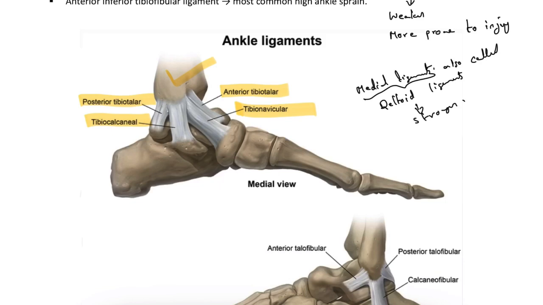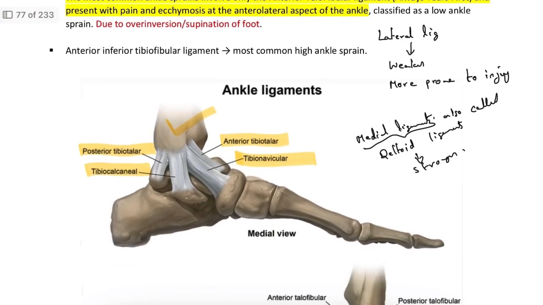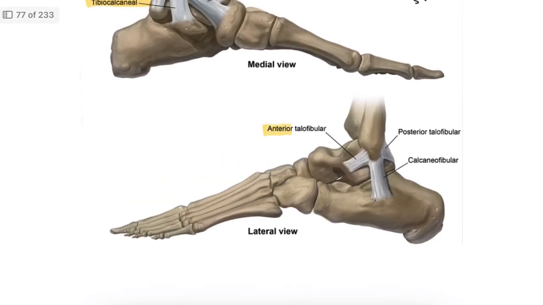So, ankle sprains. Let's move on to the clinical part, that is ankle sprain. Ankle sprains are graded based on the ligament involved and severity. Low ankle sprain, the most common, involves the anterior talofibular ligament, or ATFL. The mechanism is inversion and plantar flexion.